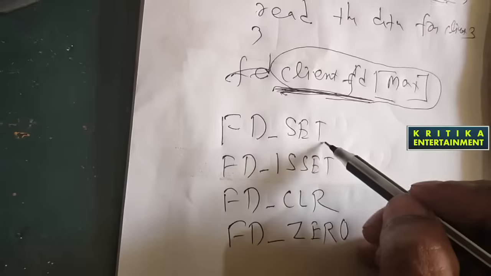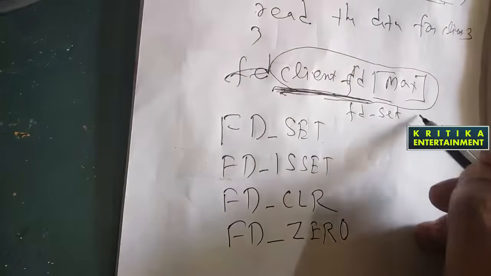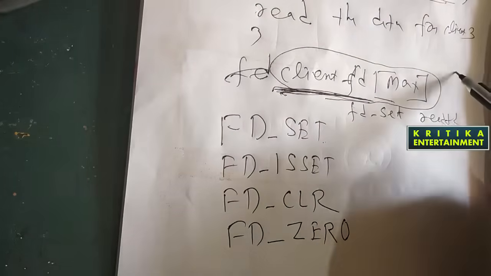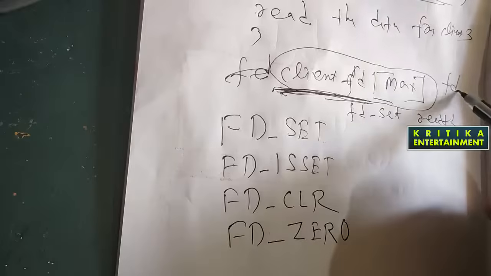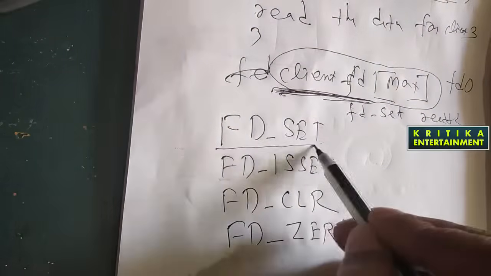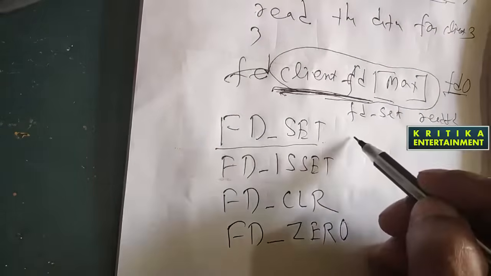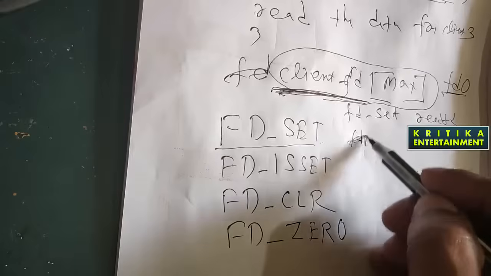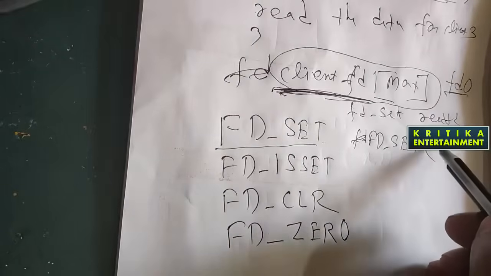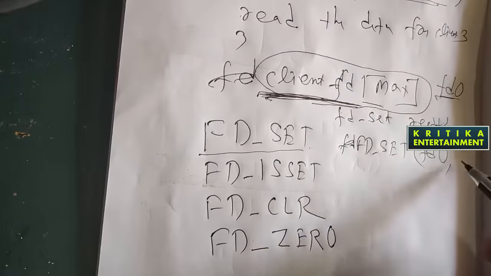First, why do we use FD_SET? Suppose here I have declared fd_set as a data type, and I declare read FD. When I have one FD, suppose it is called FD 0, and I want to set this FD 0 into read FD, what will I write here? FD_SET, then this FD 0, then read FD.